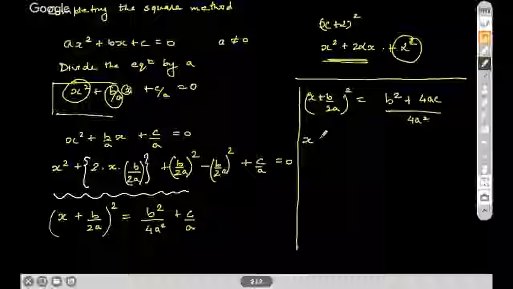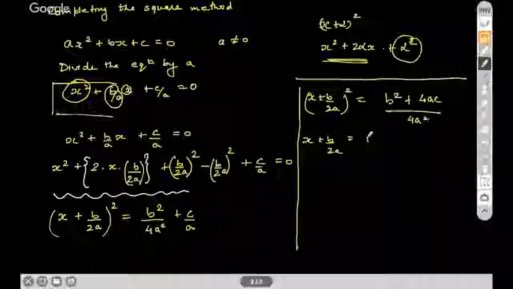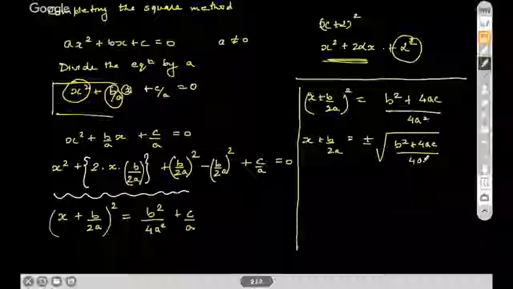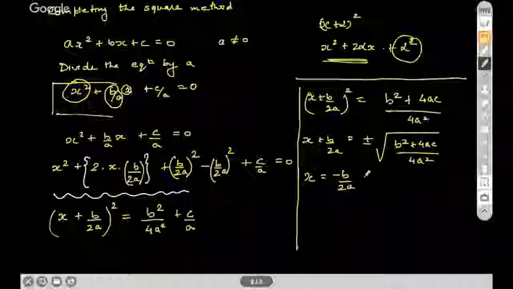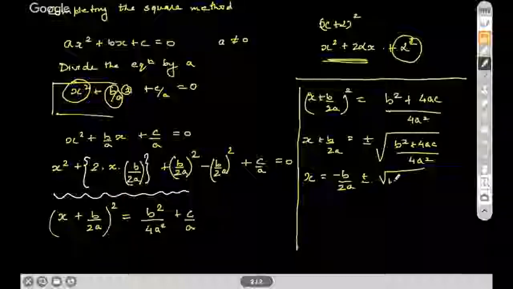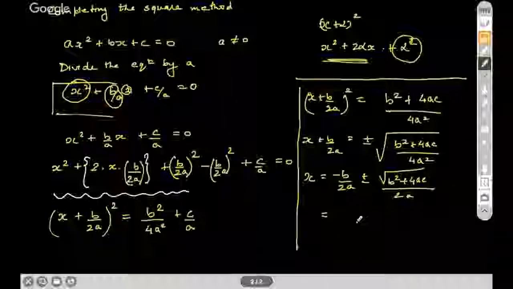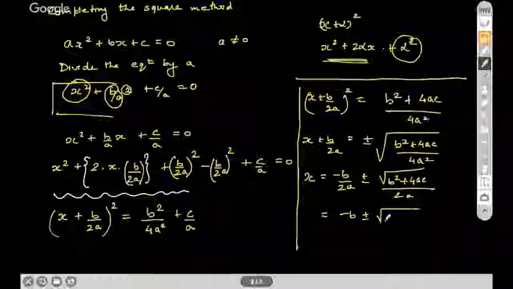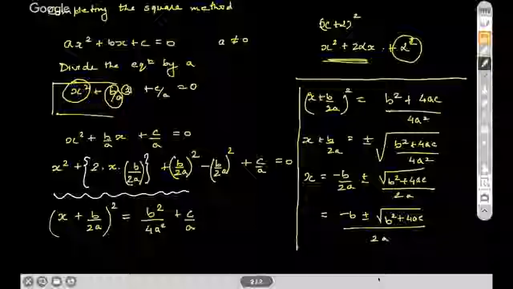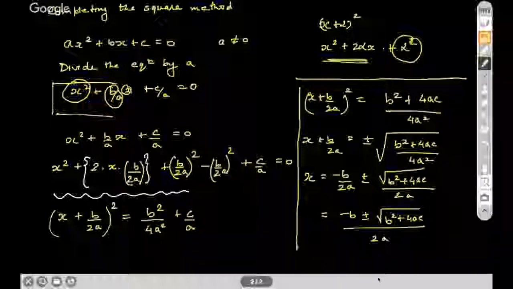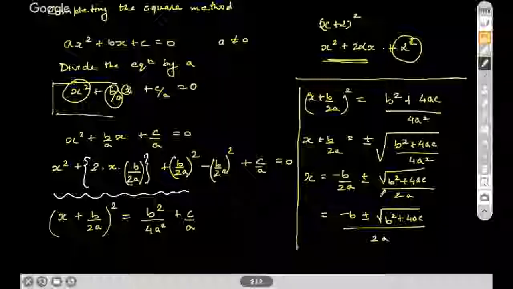So x plus b upon 2a will be nothing but plus minus under root of b square minus 4ac upon 4a square. So simplifying, you can say x is equal to minus b upon 2a plus minus under root b square minus 4ac upon twice of a, right? Because under root 4a square will come out as twice of a. So it is nothing but minus b plus minus under root b square minus 4ac upon 2a. So this completing the square method itself leads to solving the quadratic, or finding the quadratic formula.